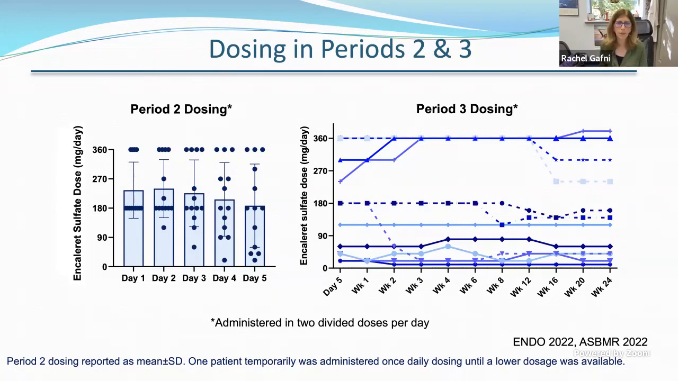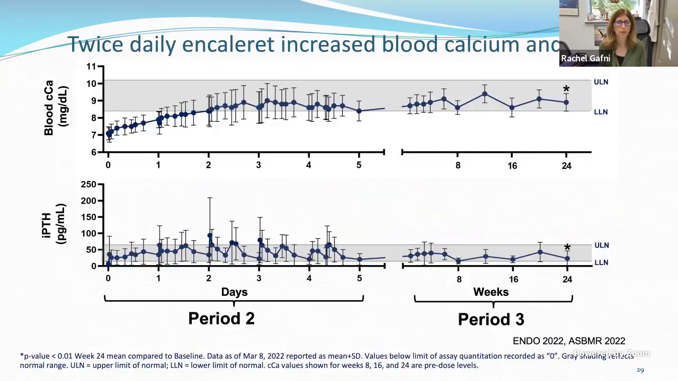So what happened to their blood calcium and PTH levels? I'm going to show you a bunch of graphs, and most of them are very similar. The graph on the left is period 2, which is those 5 days of inpatient where we're adjusting the dose every day. And period 3 is the graph on the right where they're coming to NIH every 8 weeks, but they're otherwise taking the drug at home.